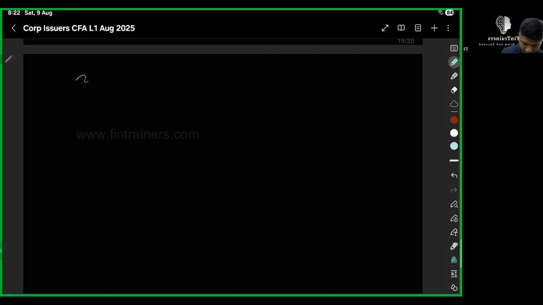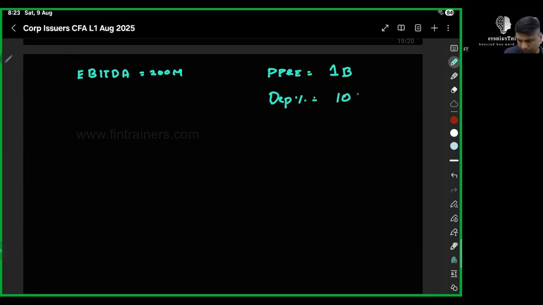So this is a practice question. I'm saying the EBITDA, earnings before interest, taxes, depreciation, amortization, is 200 million. Property, plant, and equipment of the firm is 1 billion. Depreciation percentage is 10% of the PP&E. Debt of this company is 400 mil. Equity is 600 mil. Tax rate is 20%.